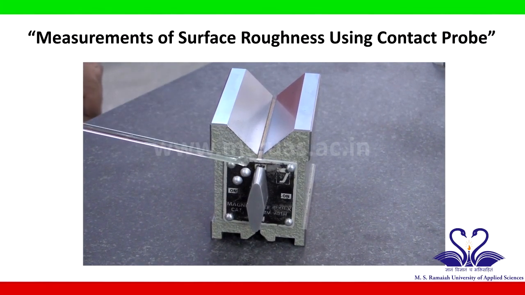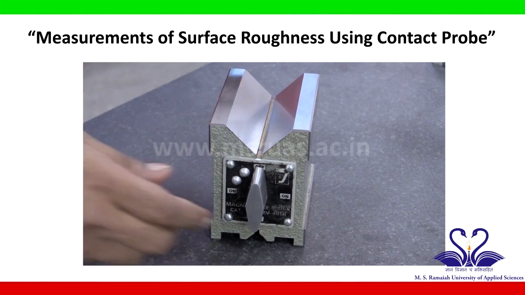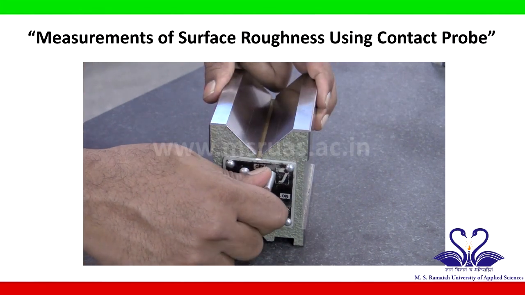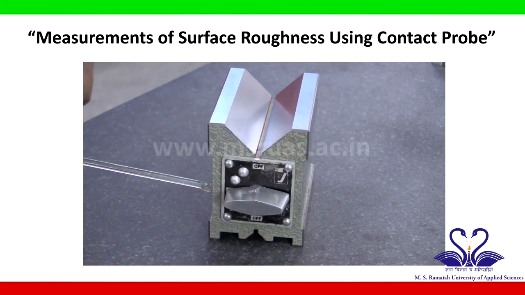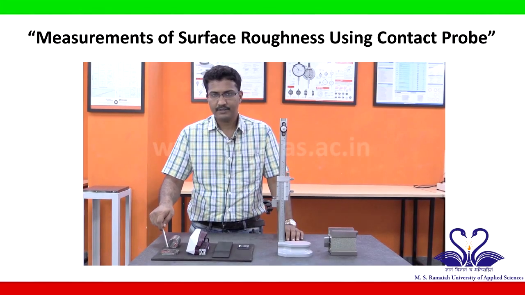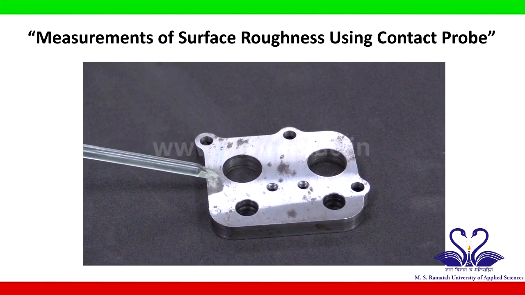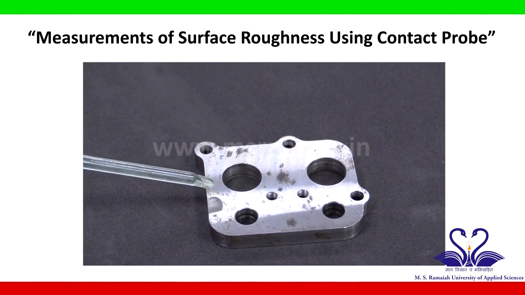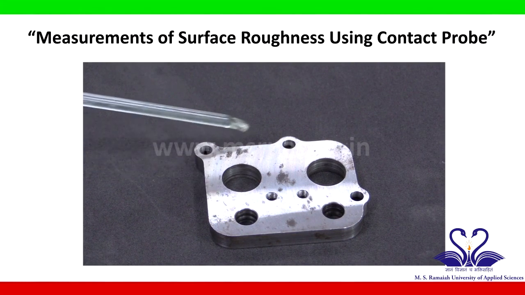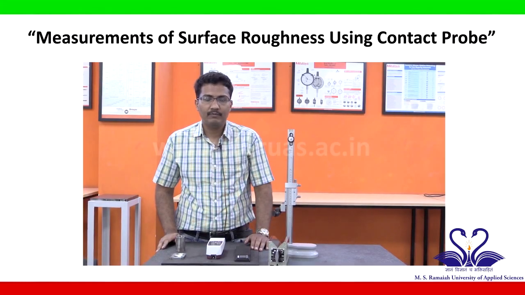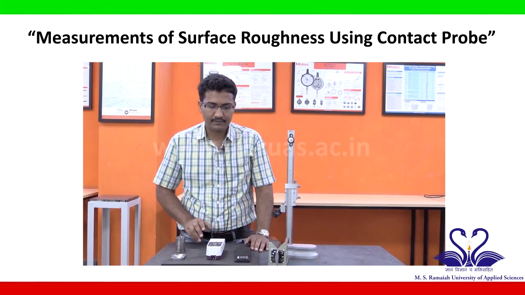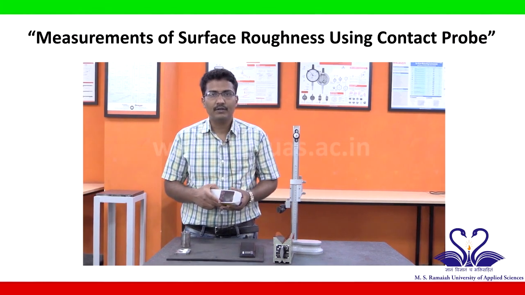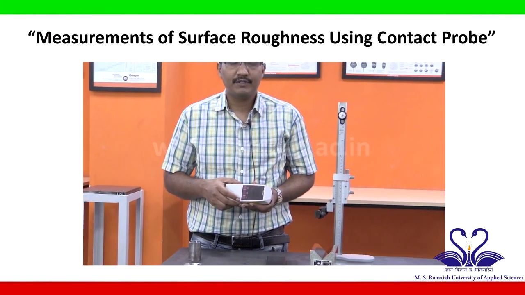You can see the off position of the knob. We can make it magnetic by turning this knob into the on position. Now we can mount the component. These are the components. This is a milled plate for which we are going to measure the surface roughness. Before starting the experiment, we have to calibrate the surface roughness measurement tester. So let us switch on the surface roughness measurement tester.